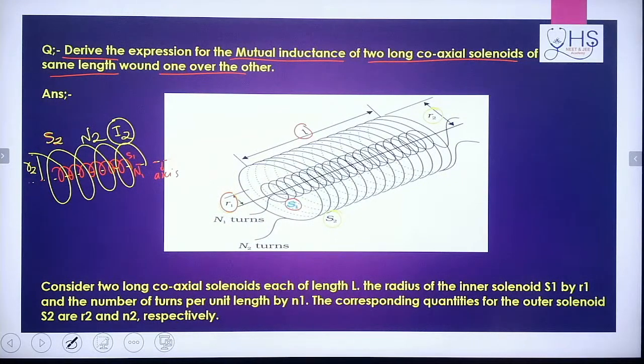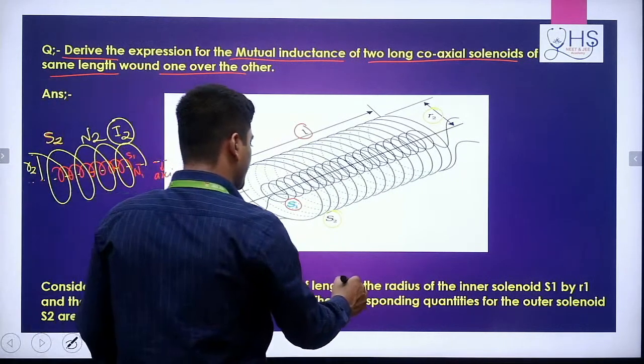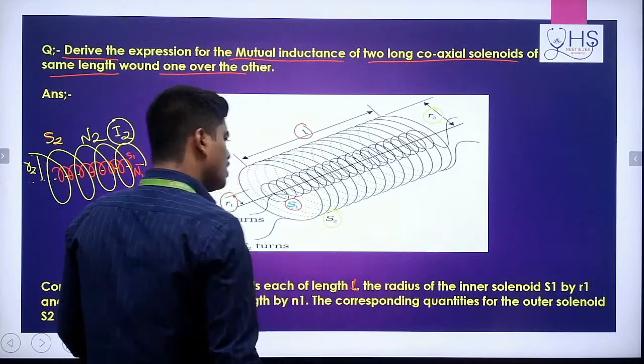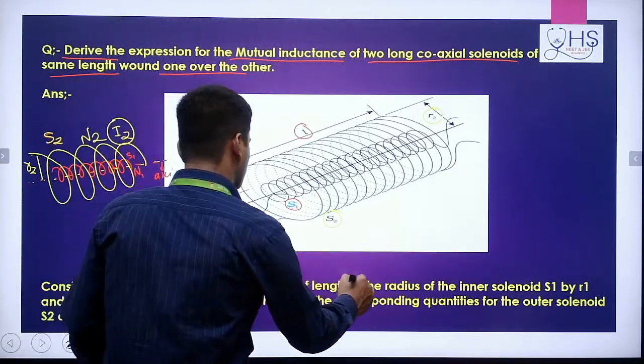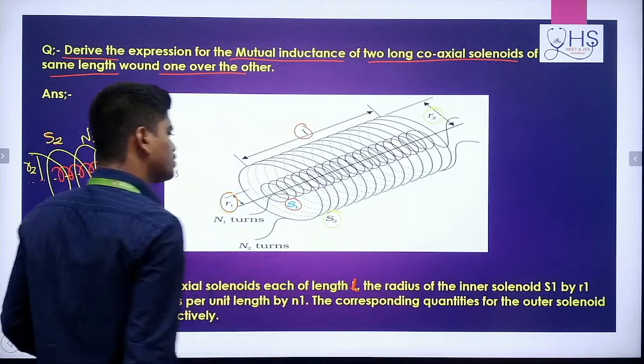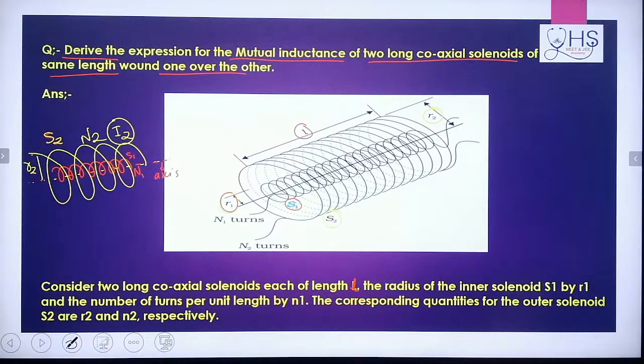Now consider two long coaxial solenoids. You can write that language a little. Length is L. The radius of the inner solenoid S1 is R1, and of the outer one, S2, is R2. The number of turns for the inner one is N1. S1 is the inner one and S2 is the outer one. So you can draw the picture and write some language here for a derivation type question.